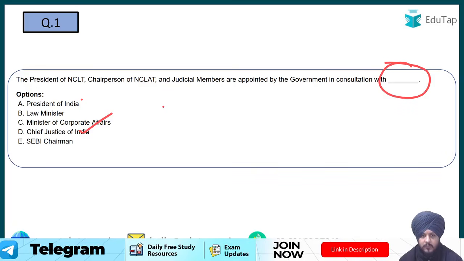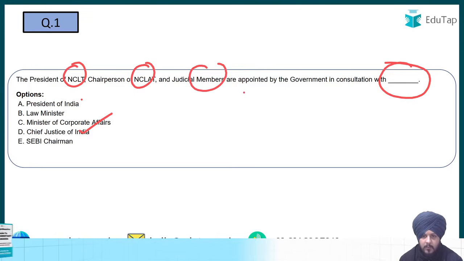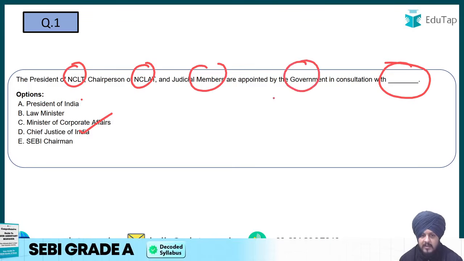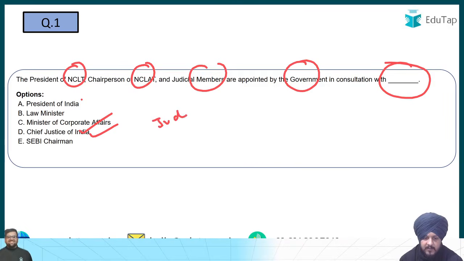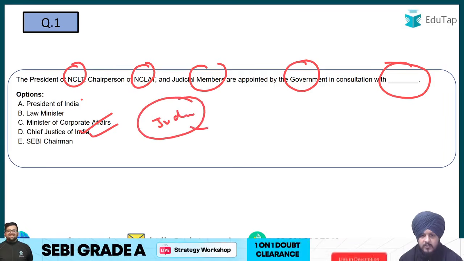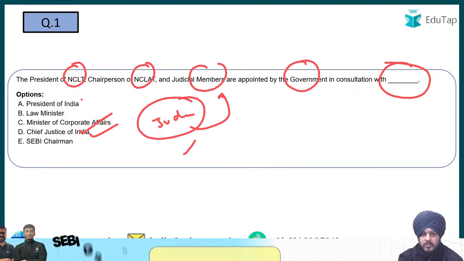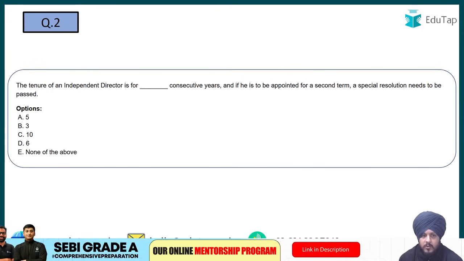Justice of India, because we know that as per the Company Act, the President of NCLT, Chairperson of NCLAT and judicial members are basically appointed by the central government in consultation with the Chief Justice of India. And why is it so? This requirement basically ensures the judicial independence of these quasi-judicial bodies, right? So that is the reason behind it, and D is going to be the correct answer to this question. Now let us move on to question number 2.